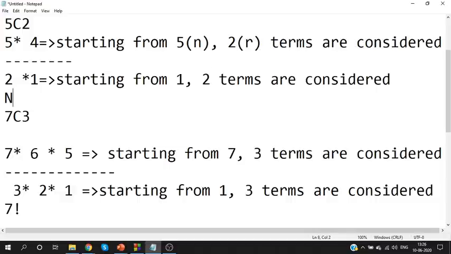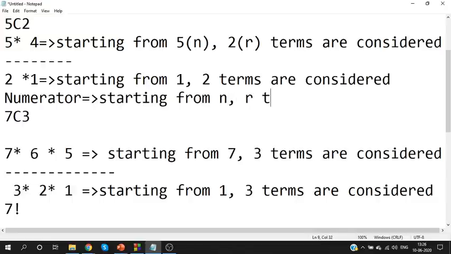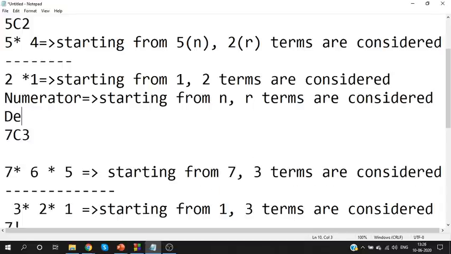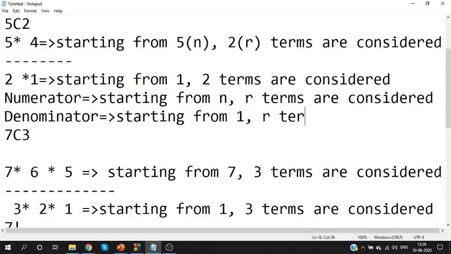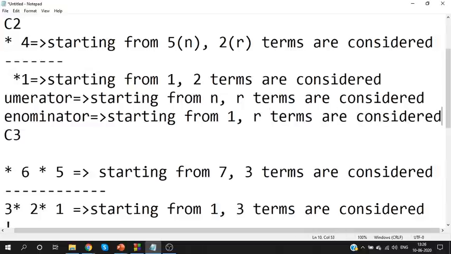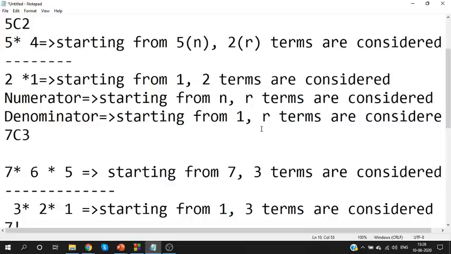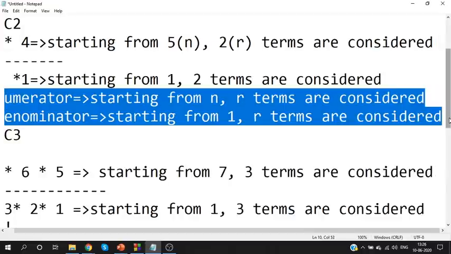So what can I say? The numerator is starting from n. Starting from n, r terms are considered. The denominator is starting from 1, r terms are considered. Can you all understand this? Instead of calculating factorial and everything, we can just do this process. When I do this process itself, I'll get the right answer.